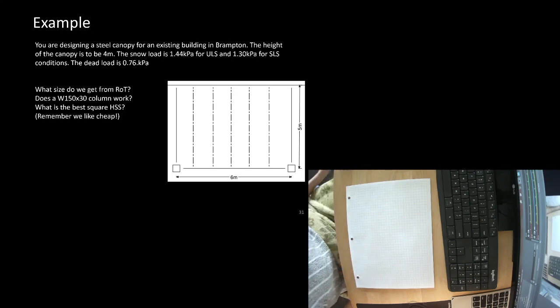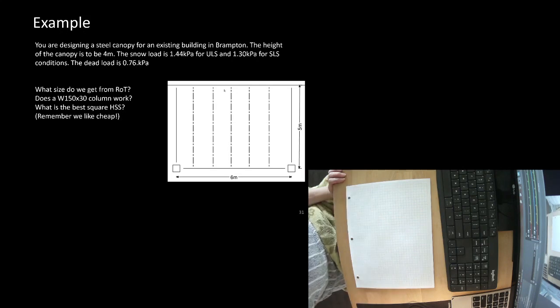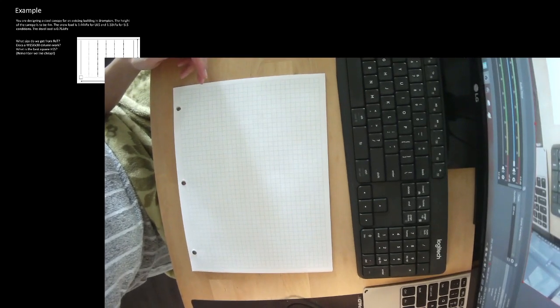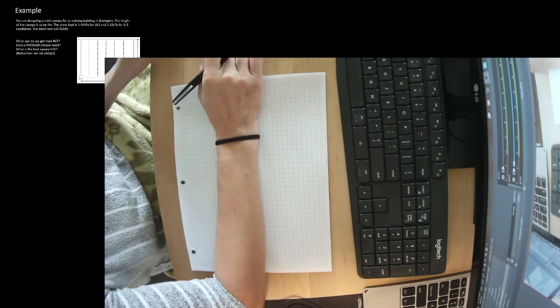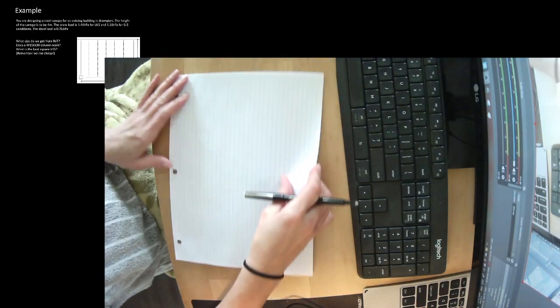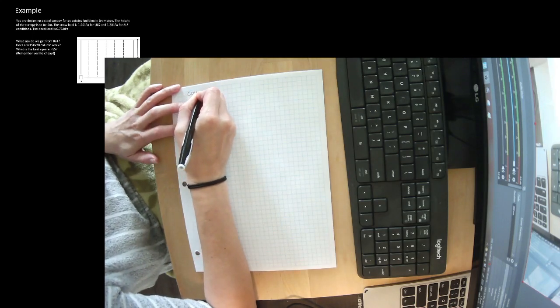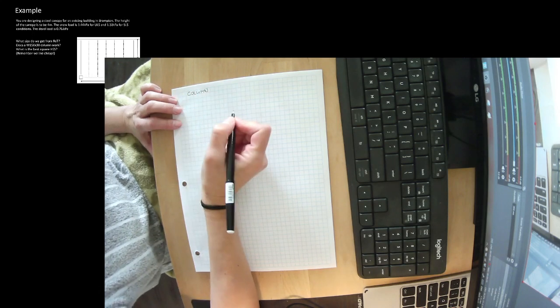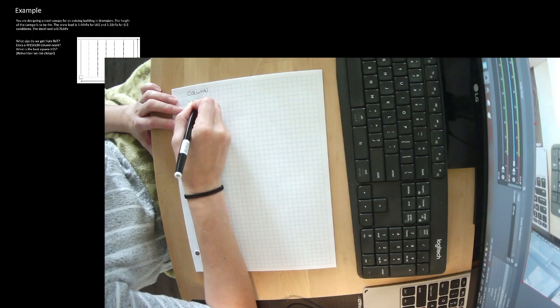Okay, now we can start looking at the design of this element. We have our canopy laid out here, and we have all of our questions ready to go. Now, I personally find it handy to write out everything I know right at the beginning. I know we're designing our column now. So I'm going to write out everything I know about this column. What we know.